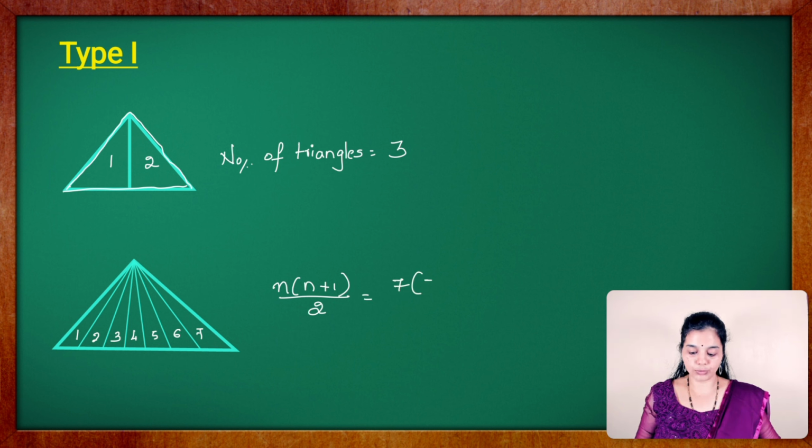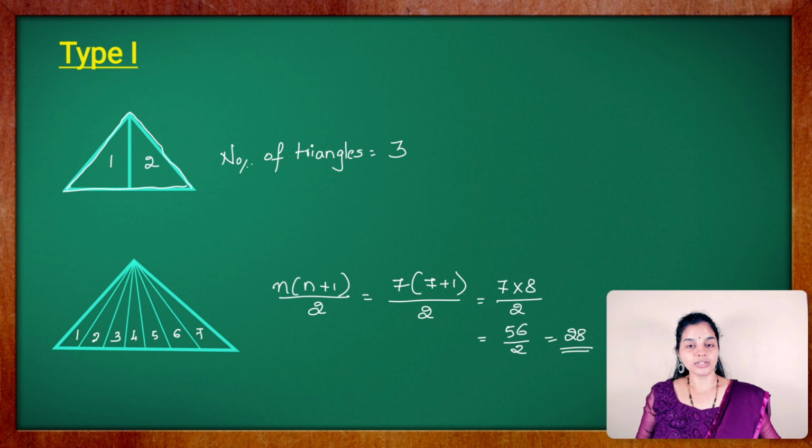So 7 into 7 plus 1 divided by 2. That is 7 into 8 divided by 2, 56 divided by 2, which is equal to 28. So in this given picture, we have 28 triangles. So 28 triangles are present, which can be calculated by using this simple formula.